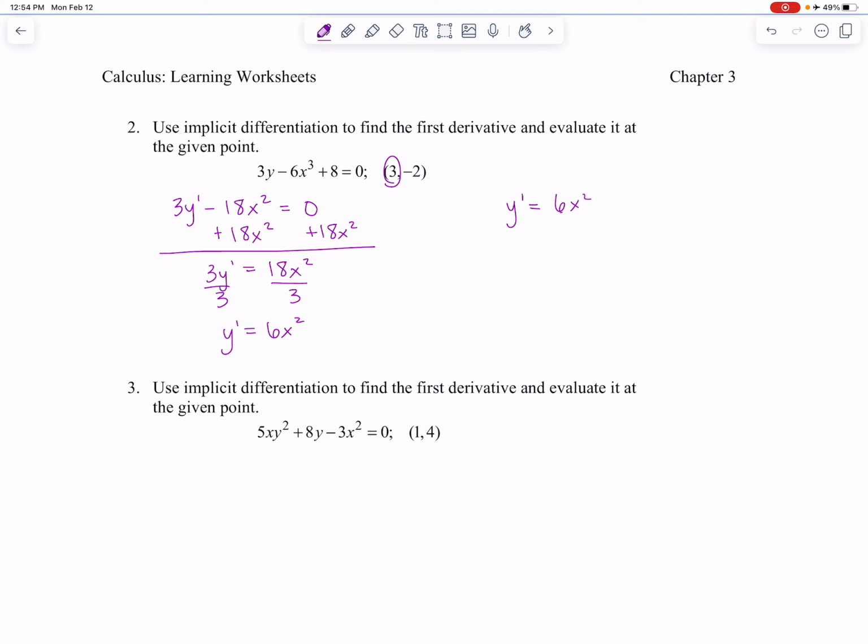we're going to plug in x of 3. And this is going to give us 6 times 3 times 3. 3 times 3 is 9, and 9 times 6 will give us 54. So there we go. We found the derivative, and what that means is we have found the equation of the slopes. And in this case, at the point 3, negative 2, the slope of the tangent line is 54. So it's positive, and it's very, very steep.